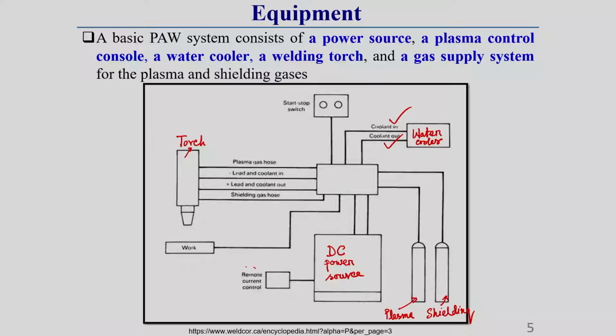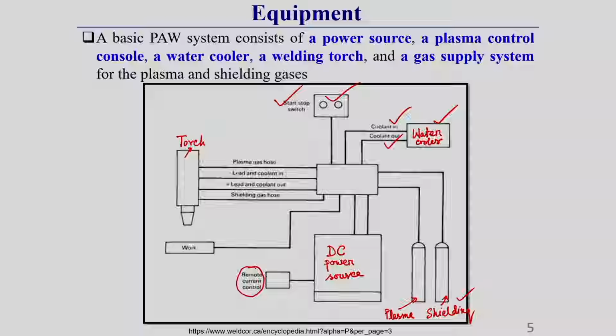Now you see this power source is operated remotely, that is why here I have written remote current control. We can control this power source remotely also. Okay. Now there is a switch which is generally used to start and turn off this machine, that I am also showing here.